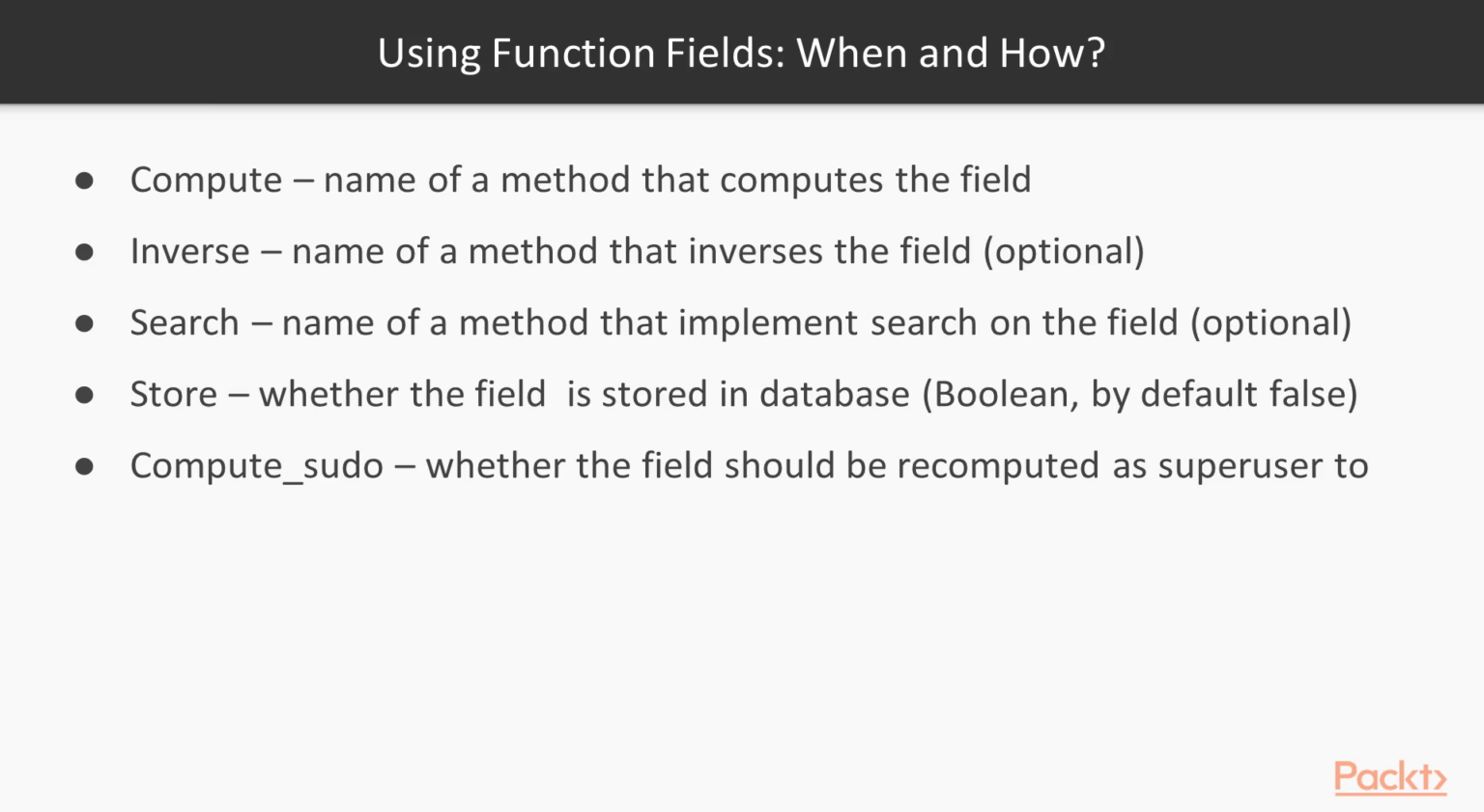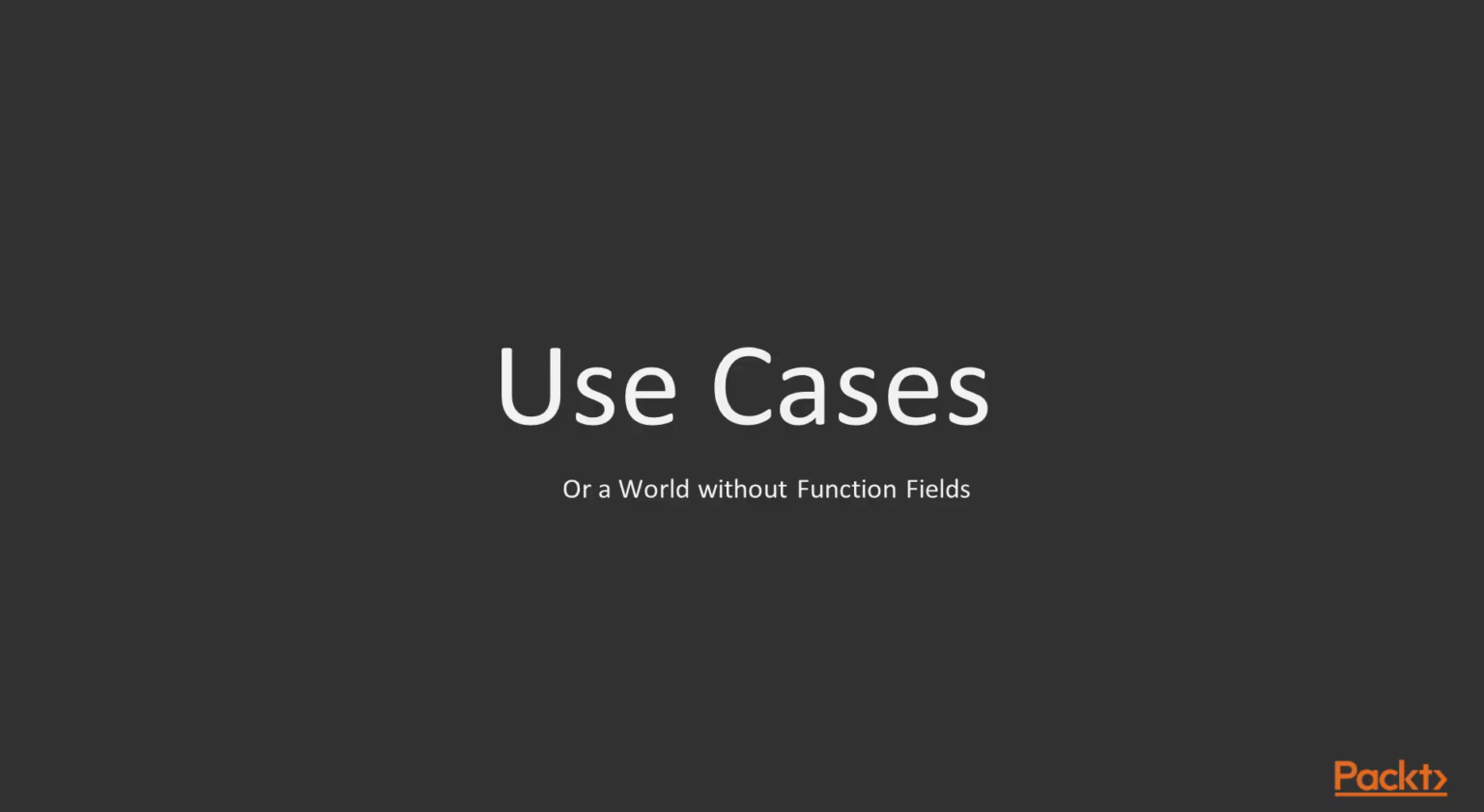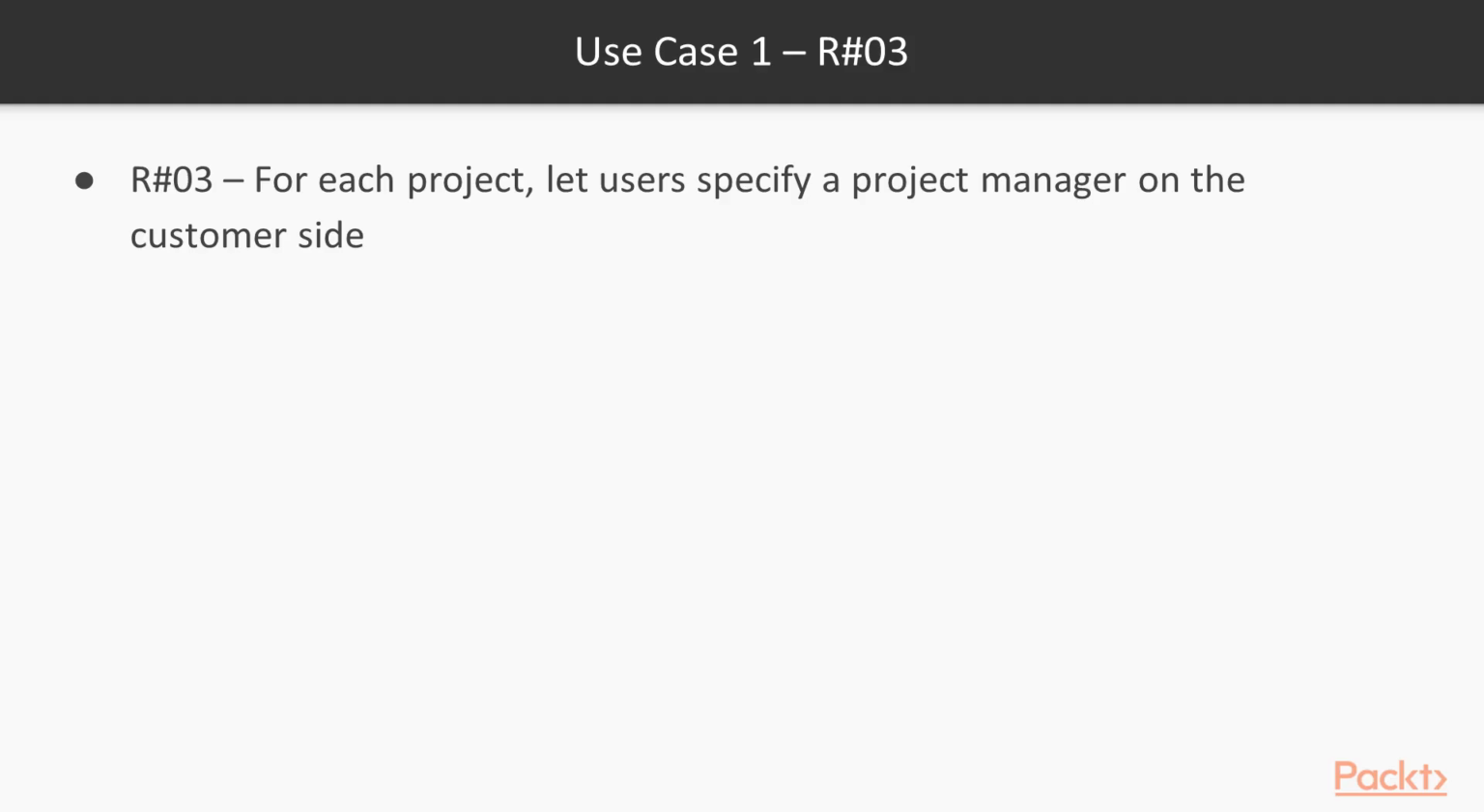So before diving into the examples using the function fields, let's review today's use cases and the possible solutions, as if we don't have such a definition of the function field. The first use case is our requirement number 3. For each project, let users specify a project manager on the customer side. So the customer has given us this requirement before starting anything.